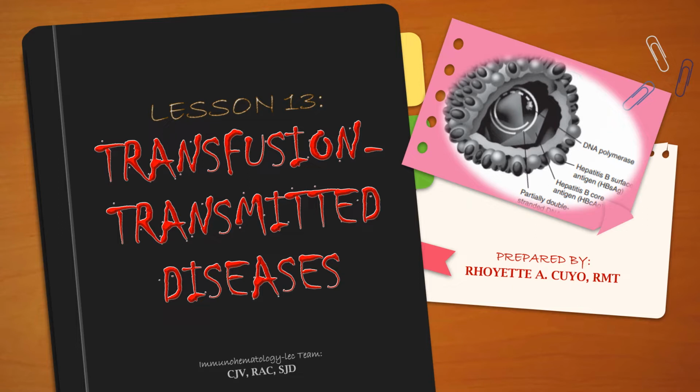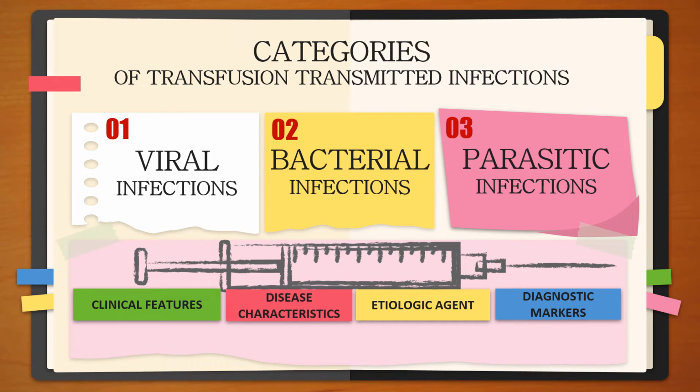Once again, I'm Sir Roy, and for this week's topic, I will be presenting you the different transfusion-related infections, or more commonly termed as your transfusion-transmitted diseases. As for the categories of transfusion-transmitted diseases, we have viral infections, bacterial infections, and parasitic infections. And class, for parasitic etiologic agents, we are mainly referring to your hemoflagellates and tissue protozoans that are mainly capable of thriving within blood and blood units.